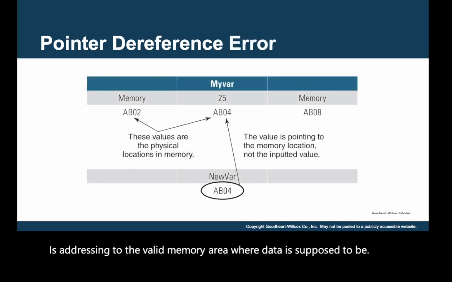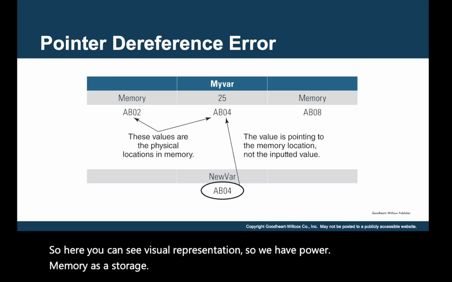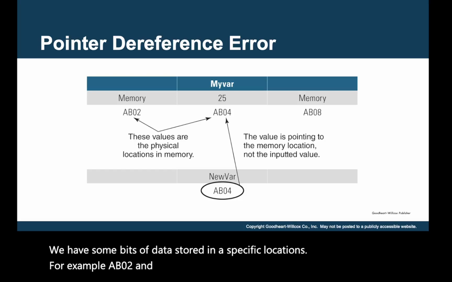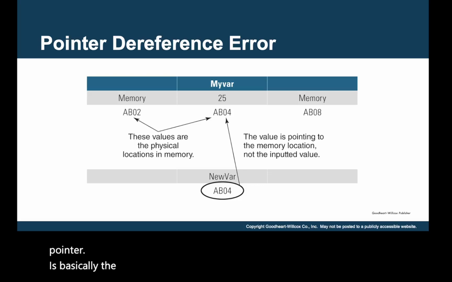So here you can see visual representation. We have our memory as a storage, and we have some bits of data stored in specific locations. So for example, AB02 and AB04, those are like physical locations in the memory. The pointer is basically the value that points to this physical location.